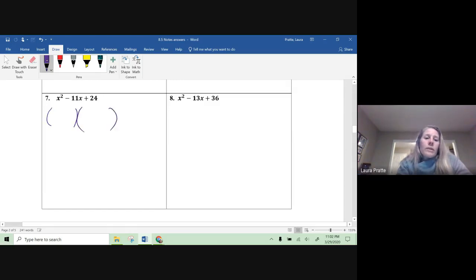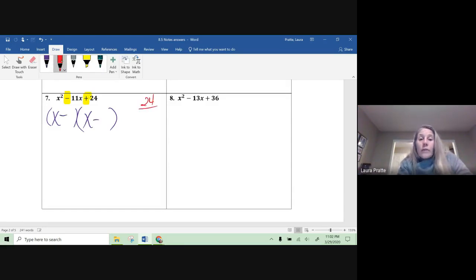So I set up my parentheses, we got x, we got x. If I look at my signs, I know they're both going to be negatives. So now I just have to find my factors of 24 that add up to 11. So 1 and 24, 24 divided by 2 is 12, 24 divided by 3 is 8, and 24 divided by 4 is 6. And those are all of our factors of 24.